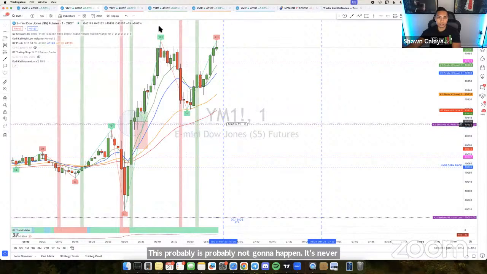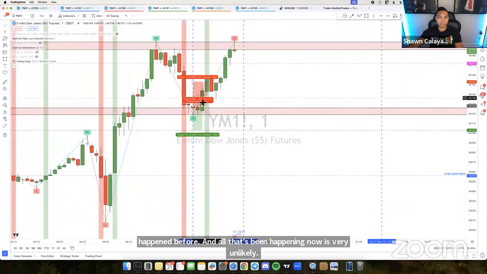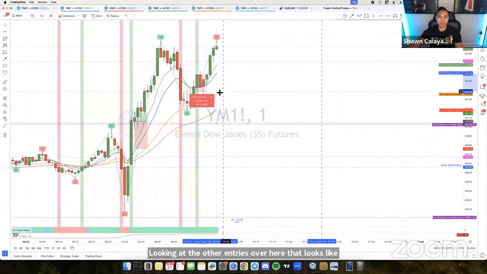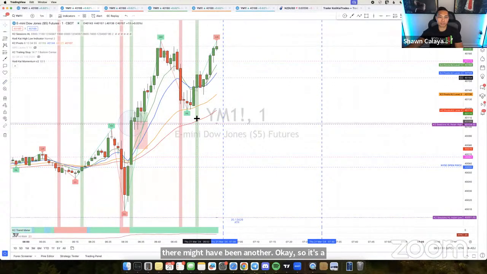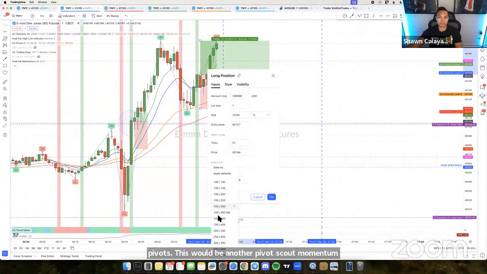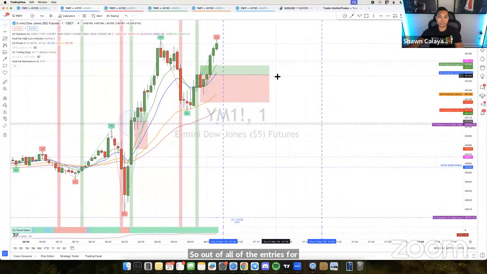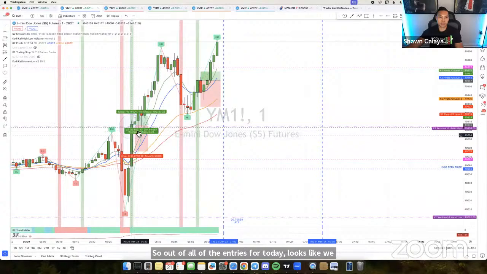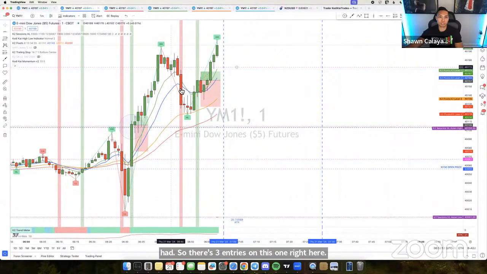So other than that, let's see, the PRV hit full TP. The BB3 here did not hit, unfortunately. Looking at the other entries over here, it looks like there might have been another pivot scalp right here. There's a buy signal here that broke and closed past the pivots. This would be another pivot scalp, momentum scalp. So out of all of the entries for today, there's 3 entries on this one right here. This was a pivot scalp, momentum scalp, high level momentum scalp, price pushed up, price came back down. This right here is another pivot scalp, momentum scalp. So that's 5 entries right there for full TPs.